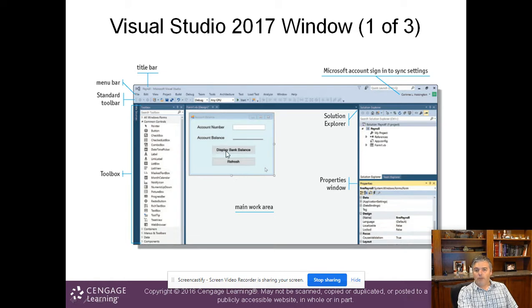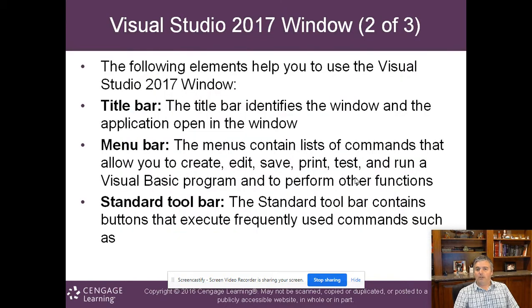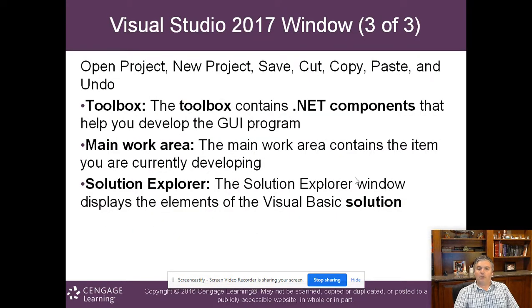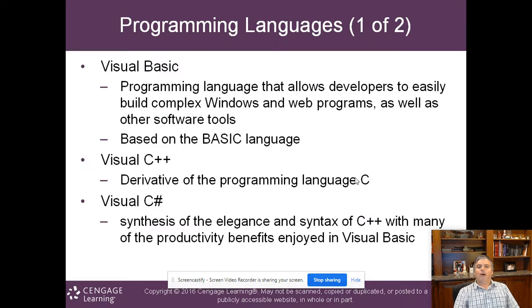Then within Visual Studio, you have a properties window. If I were to click on this button here, the properties window would change and show me all the properties of the button. And the text box is going to have different properties than a button, so the options that you would see here would change depending on what you click on. Okay, so that's basically the IDE. These next couple slides just talk about what I talked about: some of the programming languages that are available within Visual Studio.